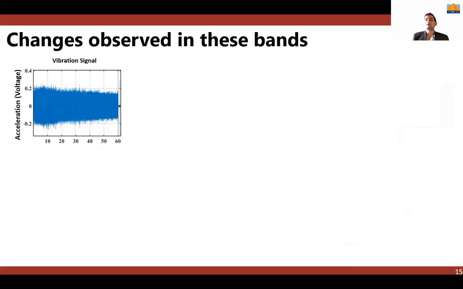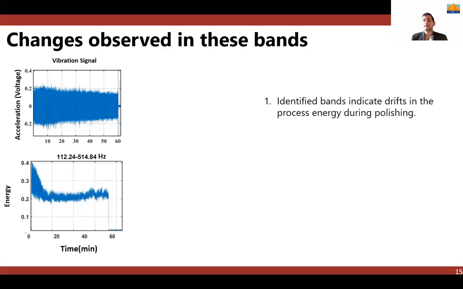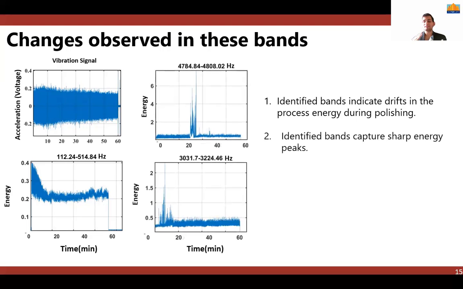We now return to our original channel of the acceleration time series signal. Now it is difficult to judge from the time series signal alone what changes take place during polishing. We now see what changes the most contrasting bands identified from our methods have captured. First, the bands are able to capture drifts taking place in the process. Second, the bands capture sharp energy peaks, which possibly indicates the time when the anomaly takes place.